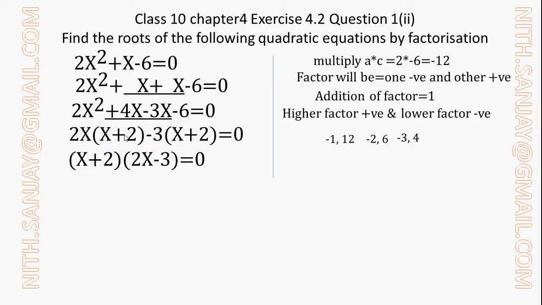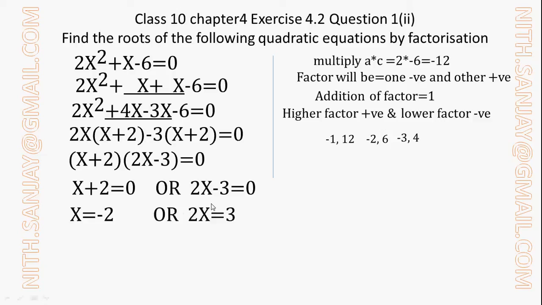So now to find out the root of this equation, I have to equate both these terms equal to 0. So the root of the equation will be either x plus 2 is equal to 0 or 2x minus 3 is equal to 0. I will subtract 2 from both sides of this equation, so I will get x is equal to minus 2. I will add 3 to both sides of this equation, I will get 2x is equal to 3.